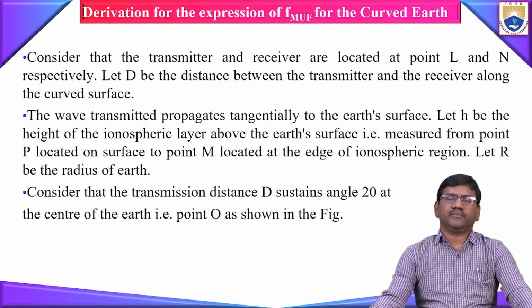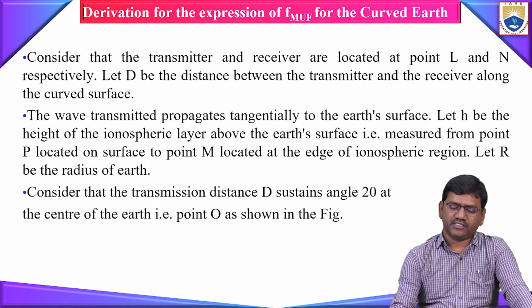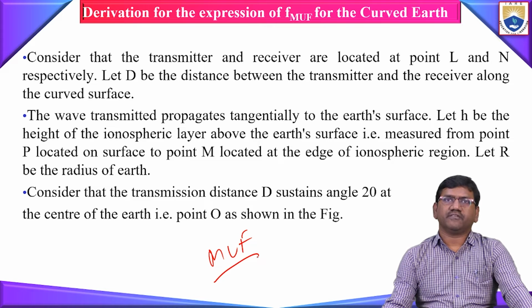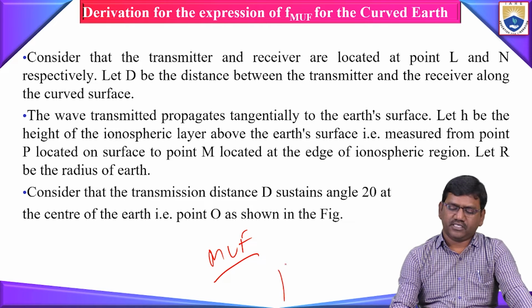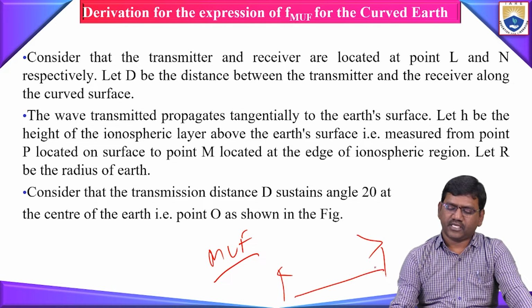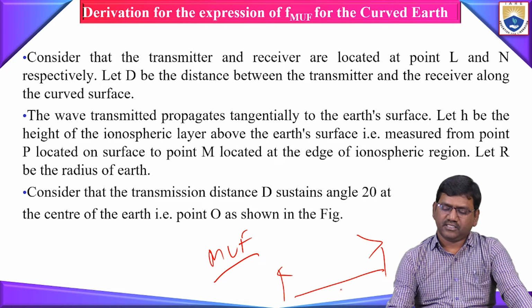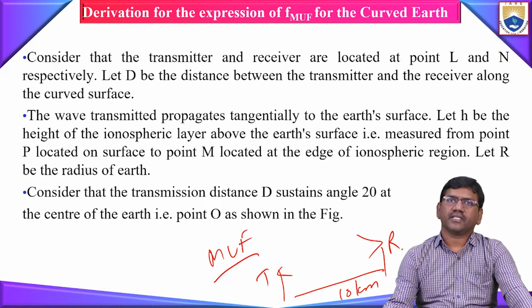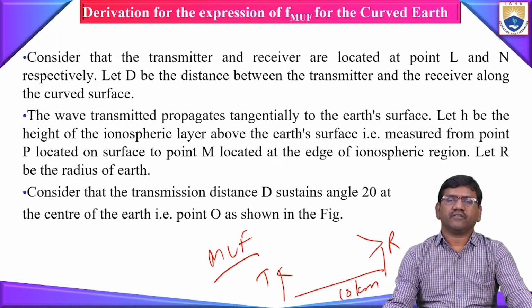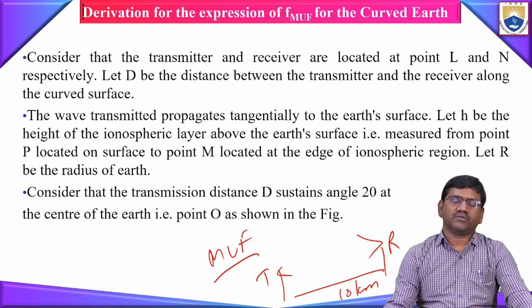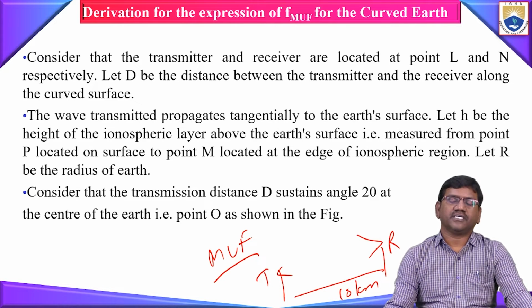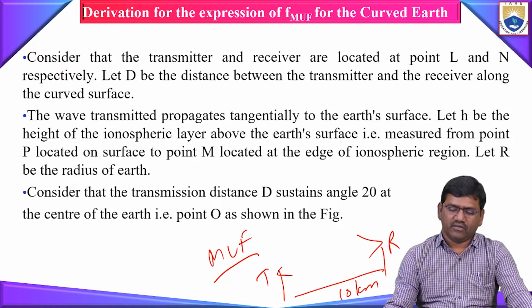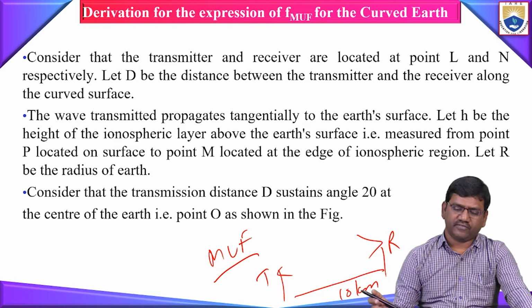In the previous session we have seen what MUF means. The maximum usable frequency is the maximum frequency at which a wave is returned to the earth for a given distance of propagation. Here, the distance is 10 kilometers, let us assume. The transmitter and receiver are fixed for a distance of 10 kilometers. The maximum frequency at which a wave is returned to the receiving antenna for a fixed distance of propagation, we call it the maximum usable frequency.